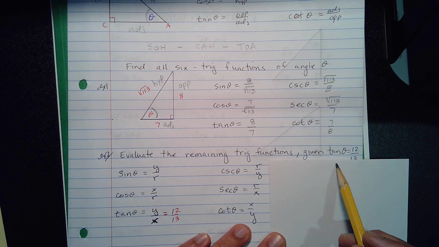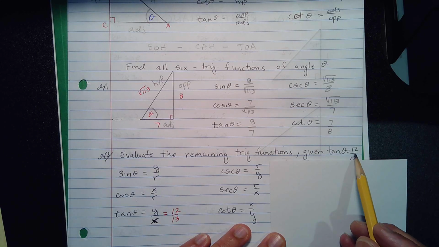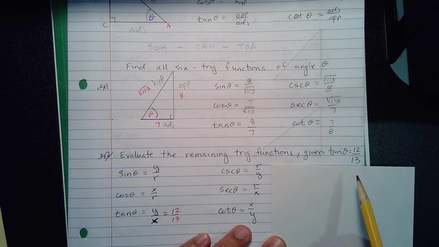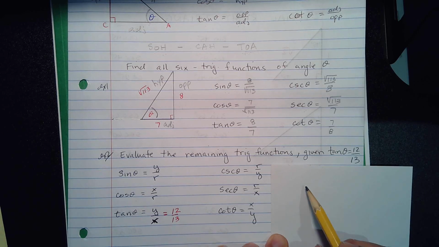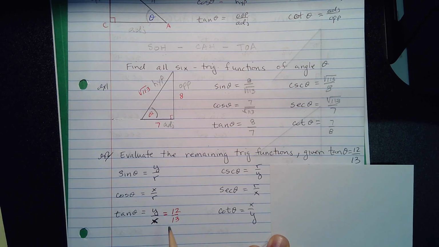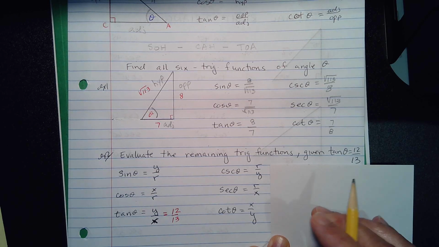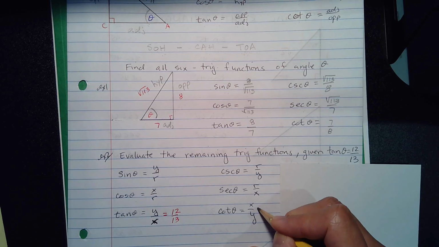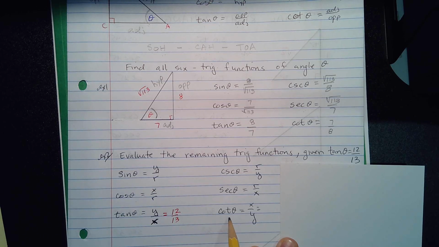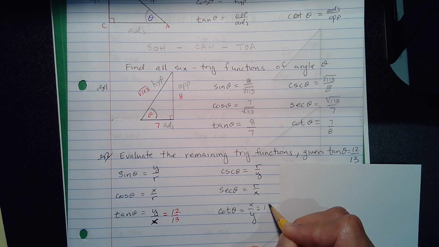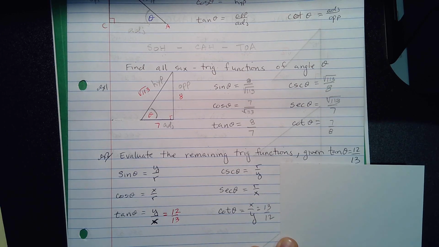So what they gave us is tangent theta is equal to 12 over 13. What we have to do now is find the other 5. Well, I know one we could find right away. We could find cotangent theta right away, because if we know tangent, we know cotangent is the reciprocal. So the reciprocal of 12 over 13 is 13 over 12.